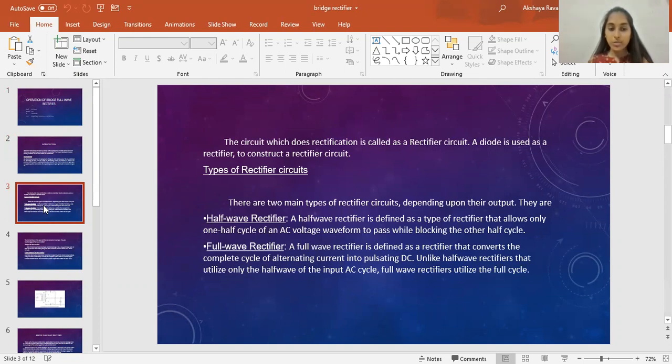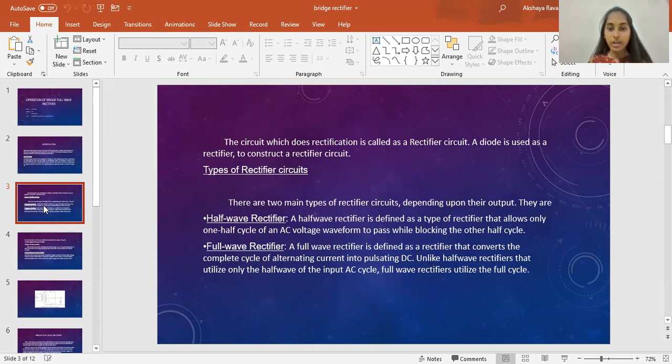So we have different types of rectifier circuits. Here we can see the types of rectifier circuits are as follows. There are two main types of rectifier circuits depending upon their output. They are half wave rectifier and full wave rectifier. Now first we see the half wave rectifier.